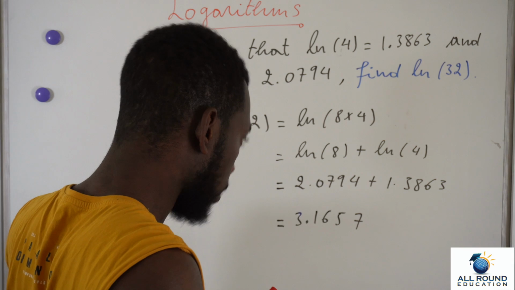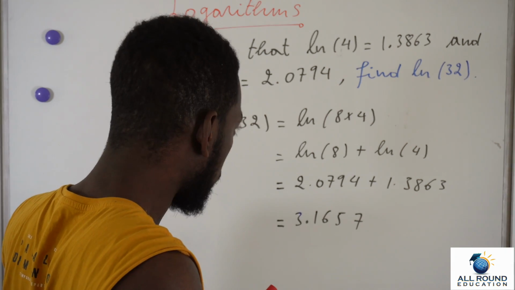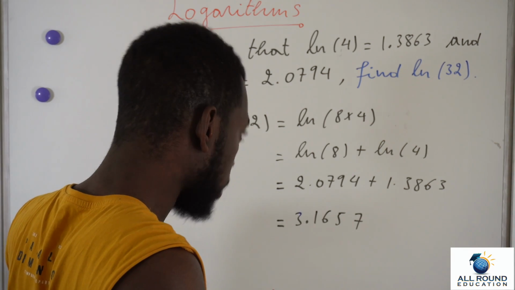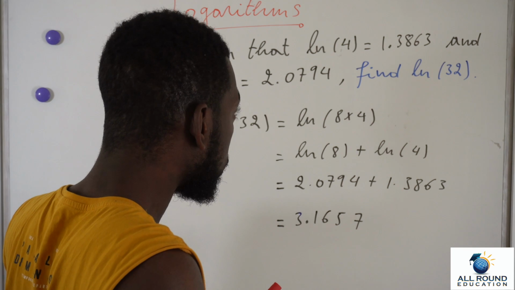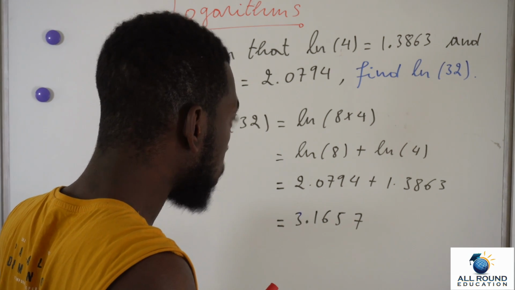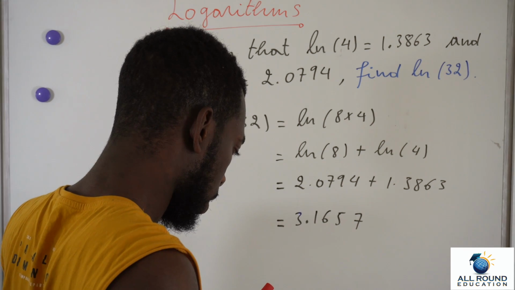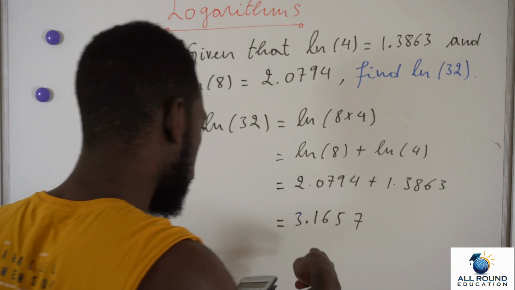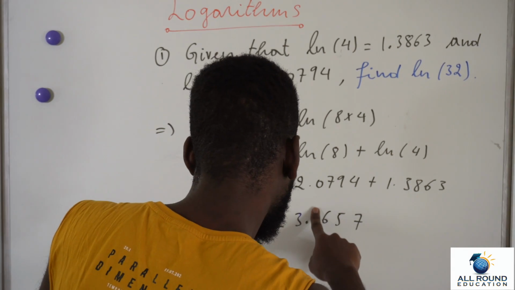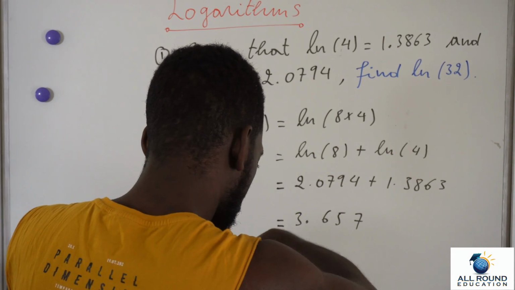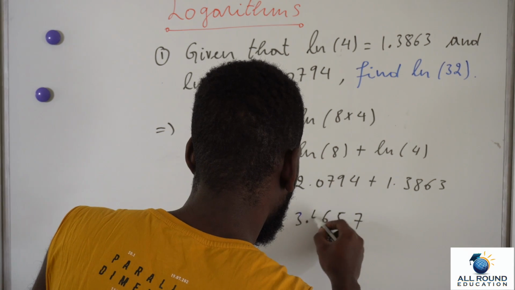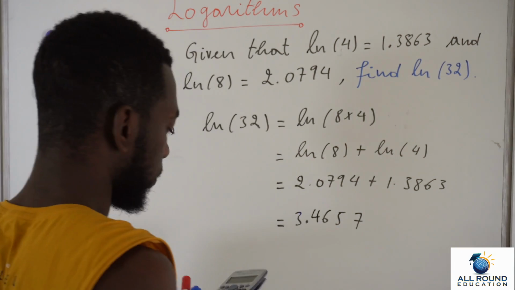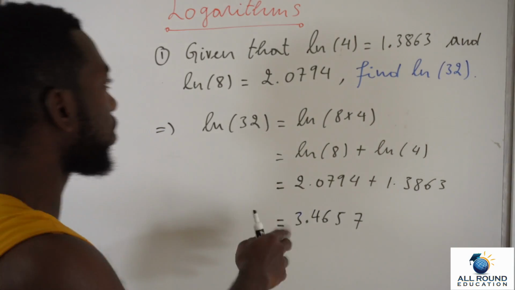If I did something wrong, 2.0794 plus 1.3863. Yeah, so there's a mistake here. Instead of 1, this should be 4. So this is 3.4657. So yeah, this is your answer for that.